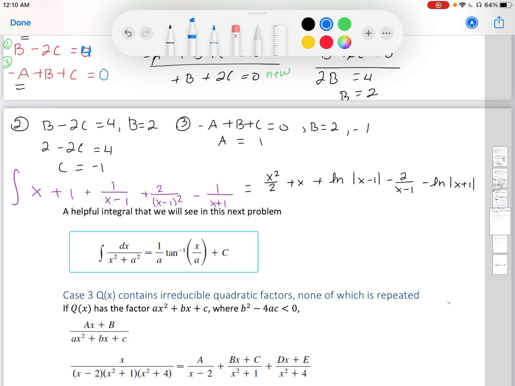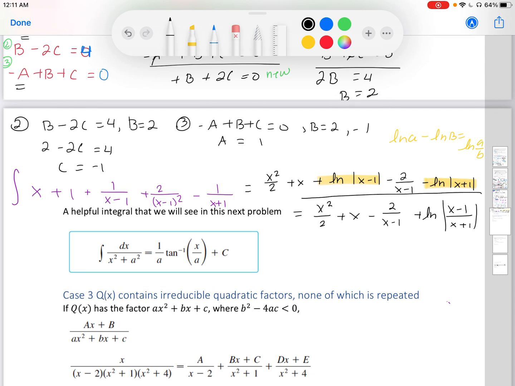Now, just to take a look here, we see that we can use our laws of logs. We can use that difference one that says that ln of a minus ln of b is the same thing as ln of a over b. So you can write that as a final answer of x squared over 2 plus x minus 2 over x minus 1 plus ln of x minus 1 over x plus 1. And this actually gives us an identity, which we'll see in the very near future in this section.